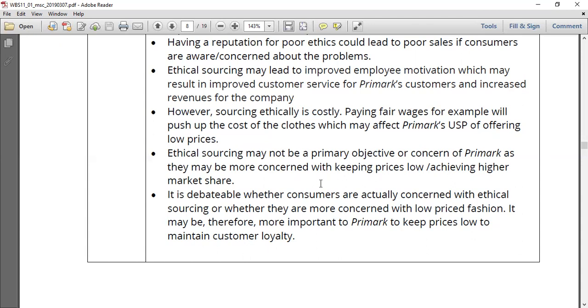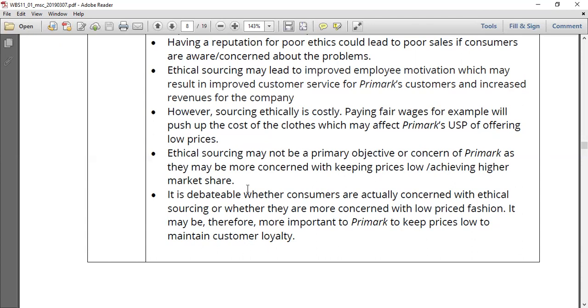You have to do something. And then it may be concerned with keeping prices low and achieving higher market share. Sometimes their main market condition right now, they mention in the case also, they want to go to second position in the UK market. They want to beat Next, right? And conclusion, look at the conclusion paragraph.